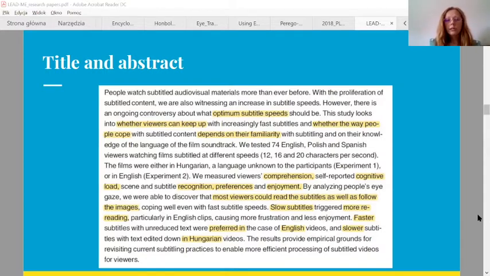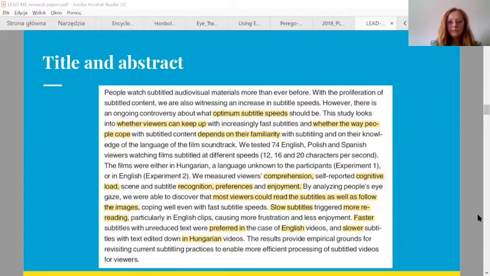So they say that slow subtitles trigger more rereading. Okay, so this is a new result. This is an additional result. We have rereading. That's interesting, especially when it comes to English clips, right? And then it causes frustration and less enjoyment. Interesting. So I would like to look at these correlations that they put in the paper.